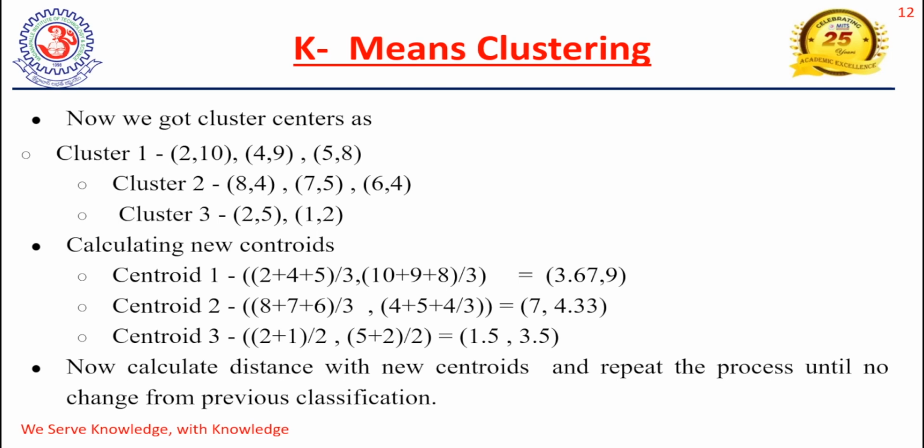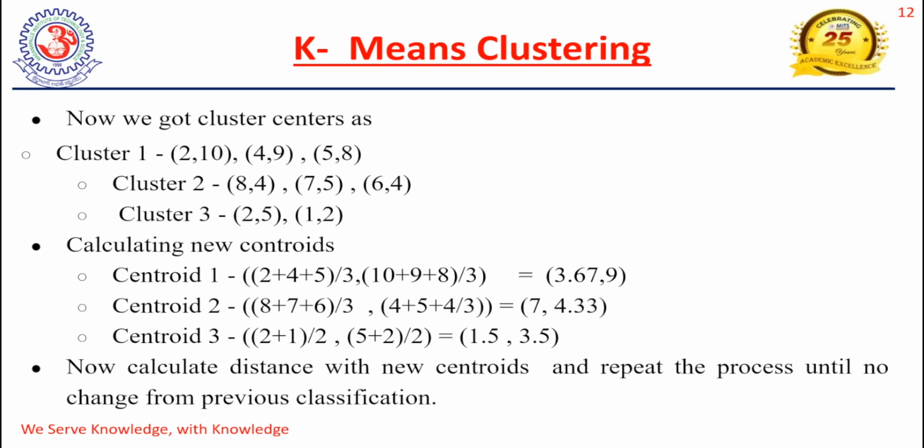3.67, 9 as a centroid value. Then for centroid 2, we got 7, 4.33, and centroid 3 we got 1.5, 3.5. These three are new centroids. So this is the final result, and now we have to show in Python how we can do it and what will be the final result.